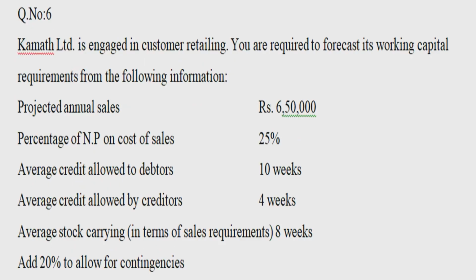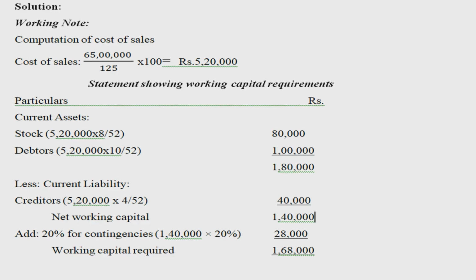Okay. Stock. They have given the average credit period allowed to debtors as 10 weeks, and average credit allowed by creditors as 4 weeks, and for the average stock carried in terms of the sales requirement, 8 weeks. So for the stock they have given 8 weeks. Here they have given weeks, so in a year we have to assume 52 weeks. So for the stock, 5,20,000 into 8, where 8 is the 8 weeks given, divided by 52. So for the stock you will get 80,000 as value.